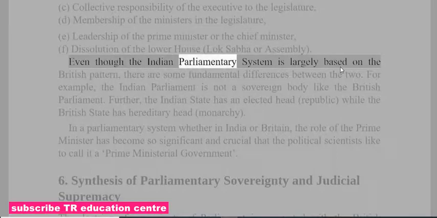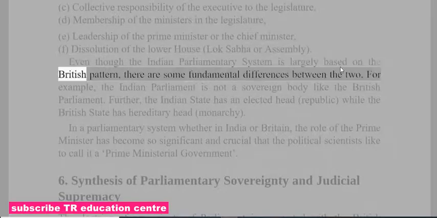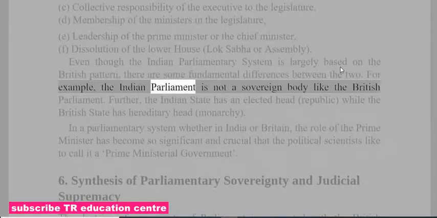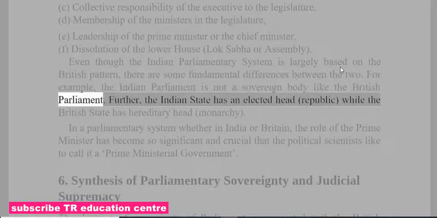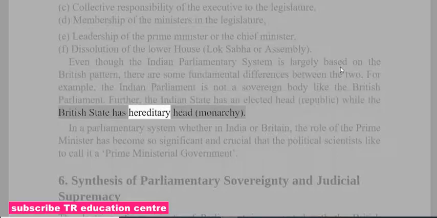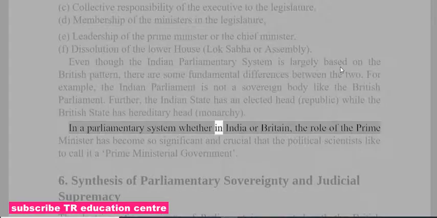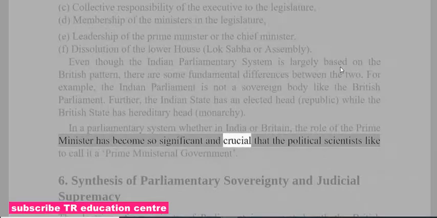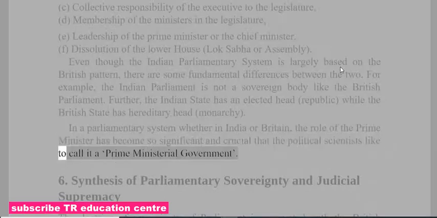Even though the Indian parliamentary system is largely based on the British pattern, there are some fundamental differences between the two. For example, the Indian Parliament is not a sovereign body like the British Parliament. Further, the Indian state has an elected head, a republic, while the British state has a hereditary head, a monarchy. In a parliamentary system, whether in India or Britain, the role of the Prime Minister has become so significant and crucial that political scientists like to call it a prime ministerial government.